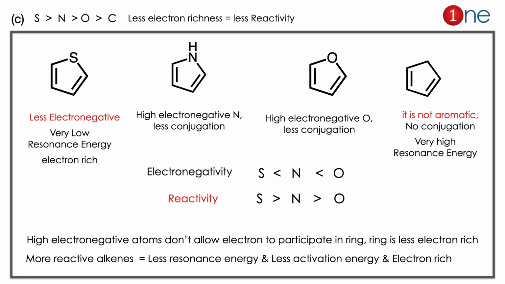deficient. If you look at the carbon substituent one, it is not at all aromatic, no conjugation, no resonance energy. Hence, a more electronegative atom doesn't allow the electrons to participate in the ring resonance. So if you look at the answer, the S will be the highest, then comes nitrogen, then comes oxygen. Carbon is the least one because it's not an aromatic system. So the answer is C there.